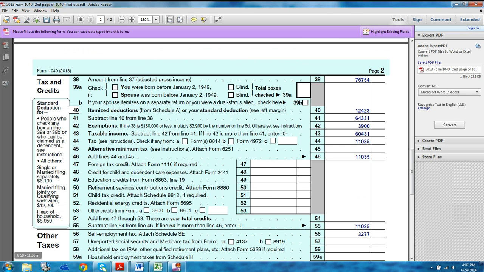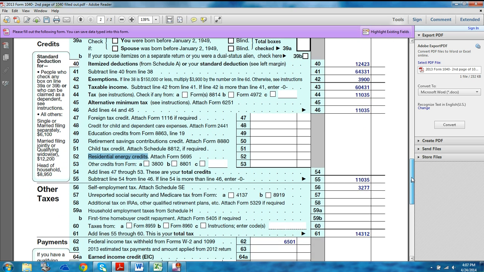There's residential energy credits. If you purchase energy efficient property, for instance, for your house, maybe windows, you can take a credit for that as well, up to a certain limit. I believe they have to be labeled as Energy Star property, but you can usually look it up on the internet and figure out if the property that you purchased is energy efficient. And I'm sure the supplier will be quick to tell you too.